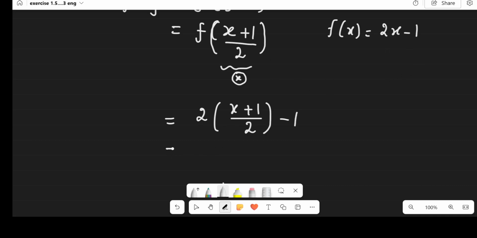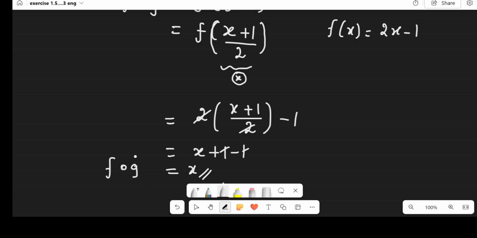So here this 2 and 2 is common. We can cancel it. So here we are having x plus 1 minus 1. We can cancel plus 1 and minus 1. So that we'll be getting x as the answer, right? This is f of g. Okay.